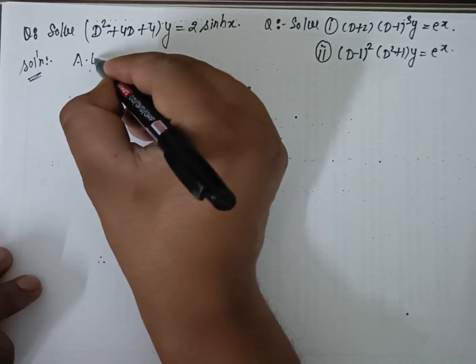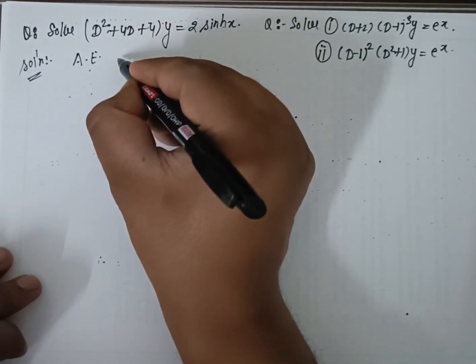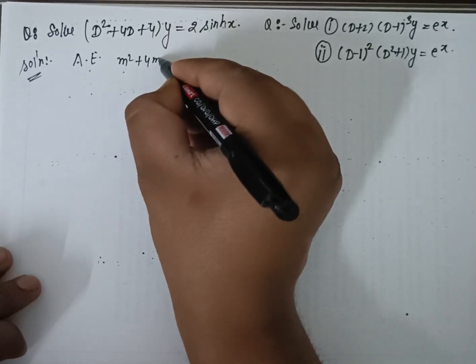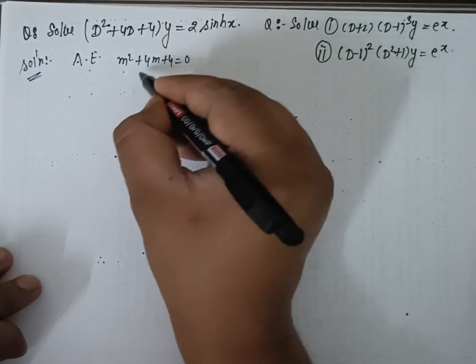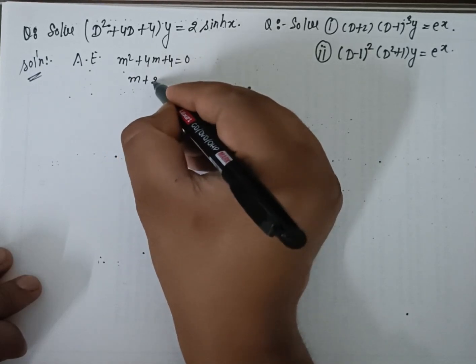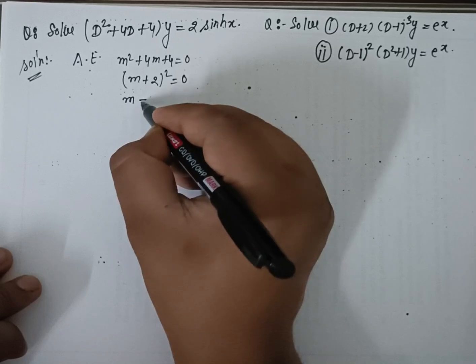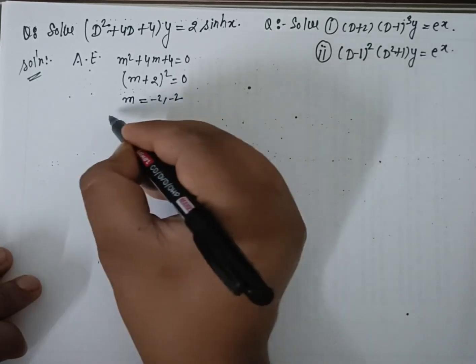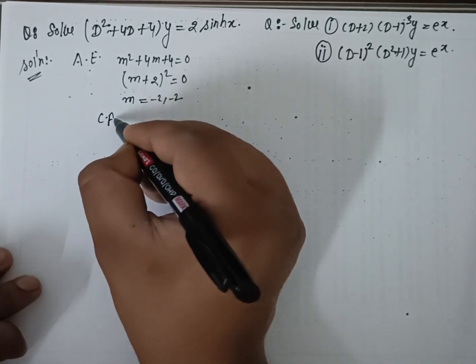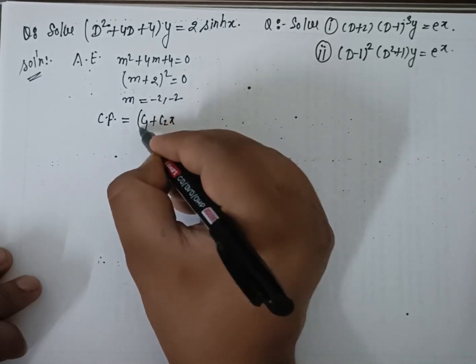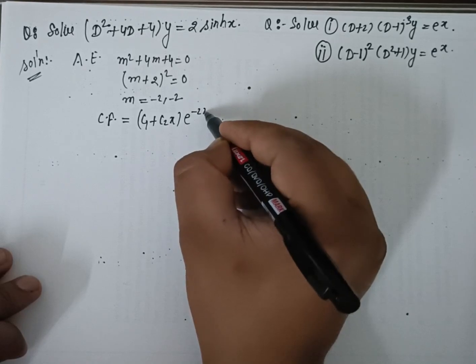The solution is: first we write the auxiliary equation to find the complementary function, m square plus 4m plus 4 equals 0, and you can simply write it as (m plus 2) whole square equals 0. So you have two repeated roots, minus 2 and minus 2. So the complementary function will be (c1 plus c2 x) e to the power minus 2x.